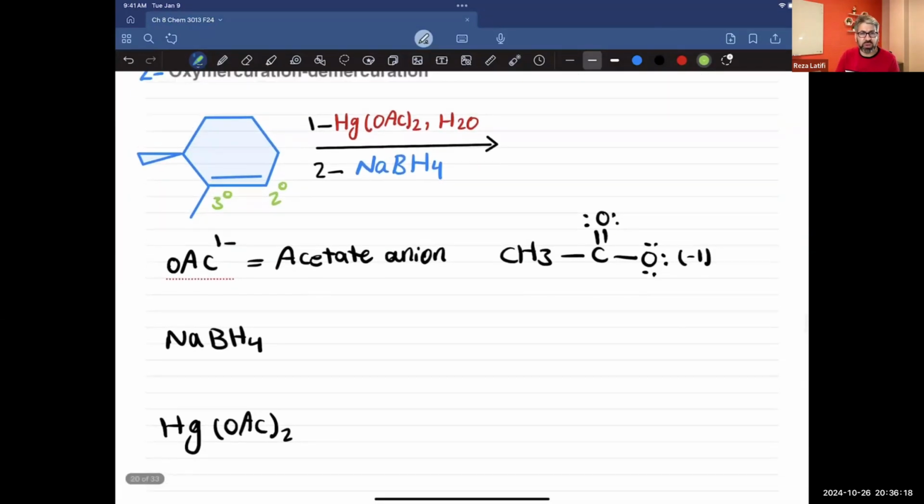The first one that we have is OAc, that's acetate. Anion acetate is CH3 attached to 2 oxygen. One of the oxygen has a negative charge, while the second one is neutral. Of course, we do have resonance between those two oxygen.